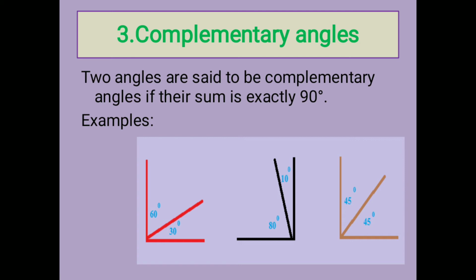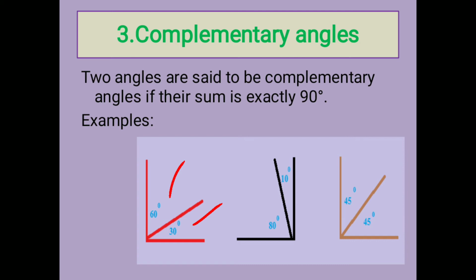Let's move to complementary angles. Two angles are said to be complementary angles if the two nearby or adjacent angles sum up to 90 degrees. Here in the first figure you can see the first angle is 60 degrees and the next angle is 30 degrees. If we add them, that will be exactly equal to 90 degrees. So they are a pair of complementary angles.